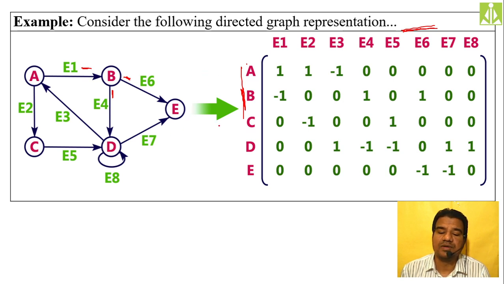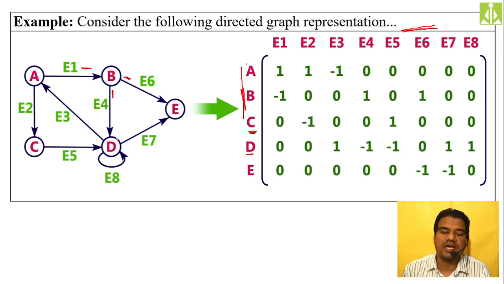Now do the C. For C, E1 no connection, 0. E2 is an incoming, so minus 1. E3 no connection, 0. E4 no connection, 0. E5 outgoing, 1. E6 no connection, 0. E7 no connection, 0. E8 no connection, 0. Then go to D.